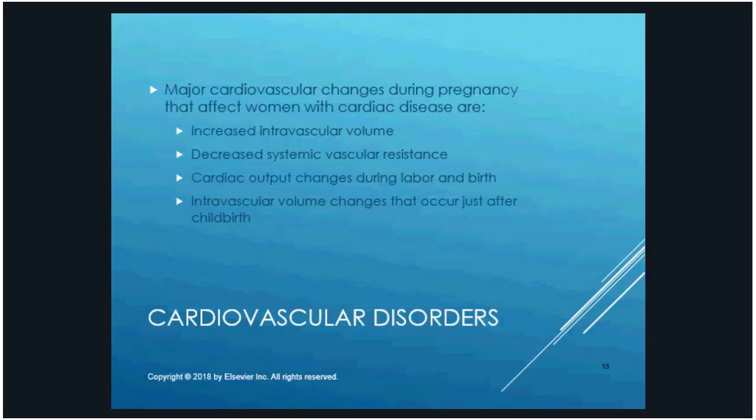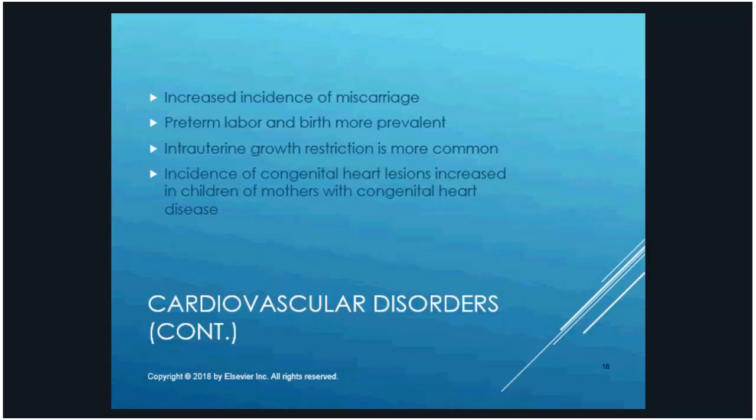Major cardiovascular changes during pregnancy that affect women with cardiac disease are an increased intravascular volume, decreased systemic vascular resistance, cardiac output changes during pregnancy and birth, and intravascular volume changes that occur just after childbirth. An increased incidence of miscarriages can occur. Preterm labor and birth is more prevalent. Intrauterine growth restriction is very common, and the incidence of congenital heart lesions is increased in children of mothers with congenital heart disease.